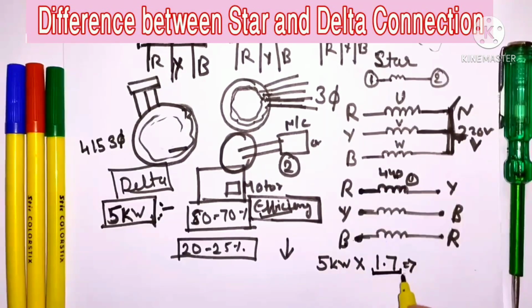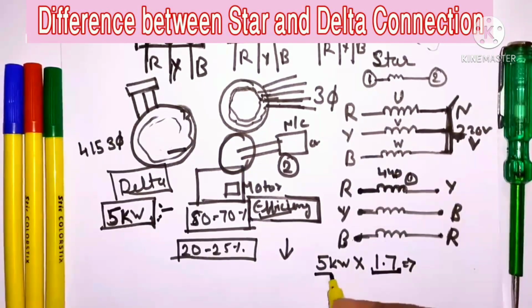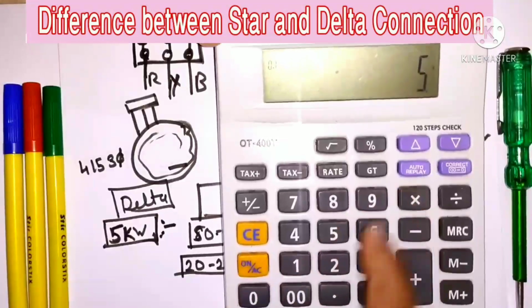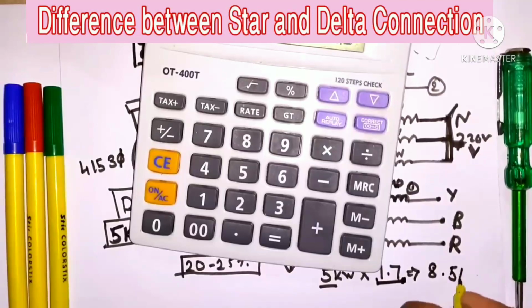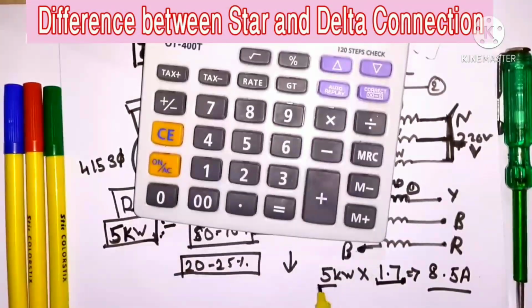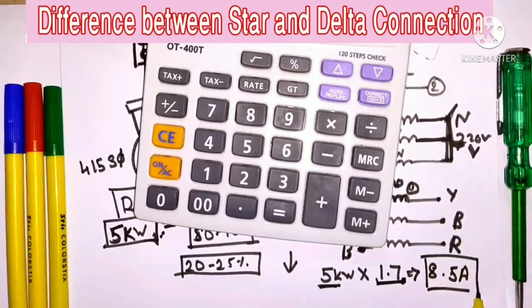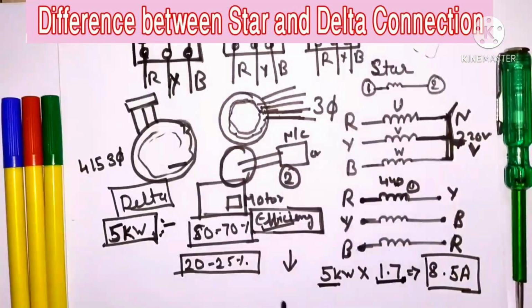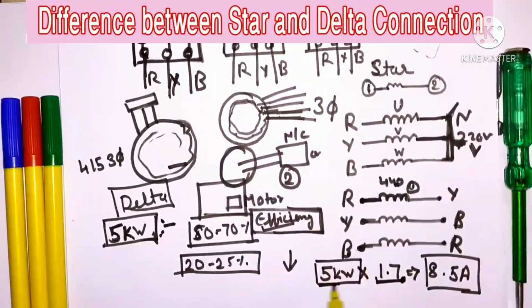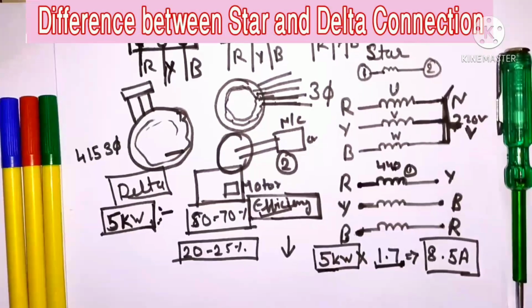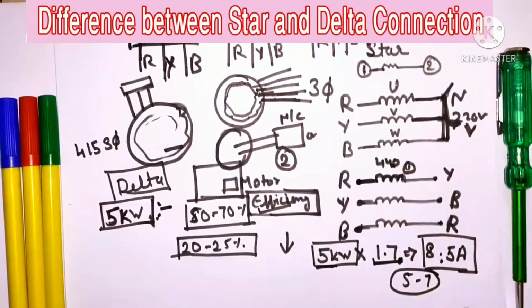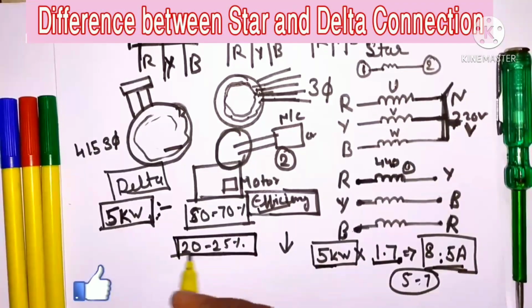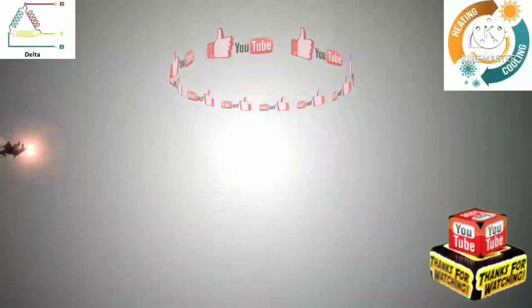First I have to calculate the ampere by using this method. Suppose the motor is 5 kilowatt, and we have a short method: 5 kilowatt multiplied by 1.7 directly. This is the shortcut method. It will come directly. It is valid only for 415 volt and 3 phase. You can directly do 5 into 1.7, it will become 8.